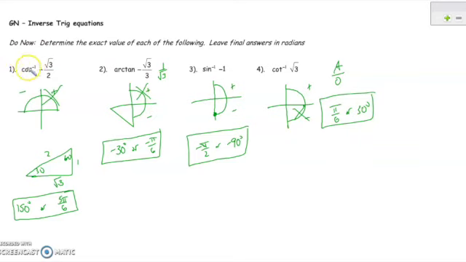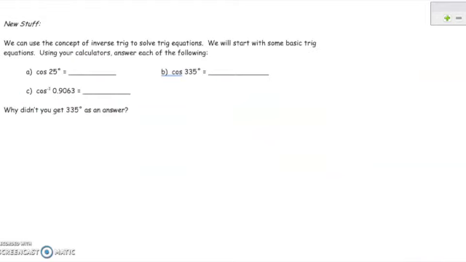If you ever see cosine to the negative 1 or arc cosine or arctan or that stuff, that's inverse trig. Hopefully you know the domain restrictions. Now we're going to start solving equations here in a second. But first we want to look at some things with our calculator to start.